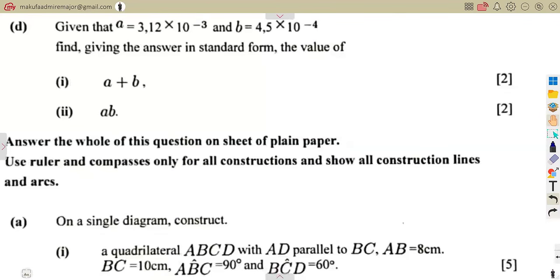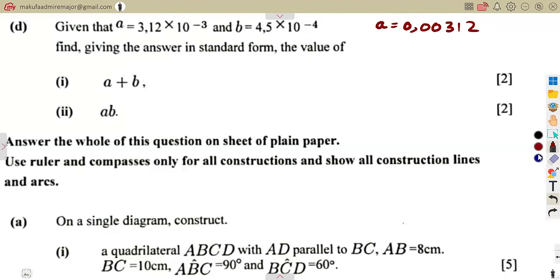B, we're given A is equal to 3,12 times 10 to the power of minus 3. That is the value of A. Because we're going to talk of addition, you can convert to ordinary form if you want. That is moving 3 commas to the left. There's a negative, so let's move 1, 2, 3. Inside of this group, we're going to put a 0, a 0 here, a 0 here. So A will be equal to 0,00312 in ordinary form.